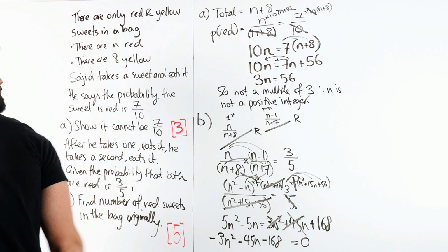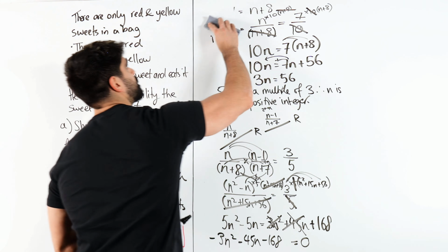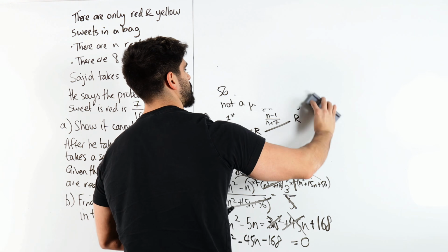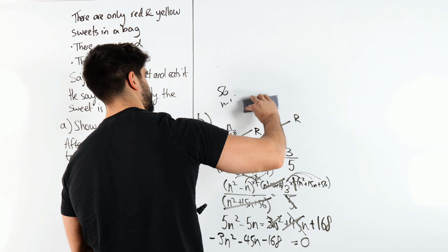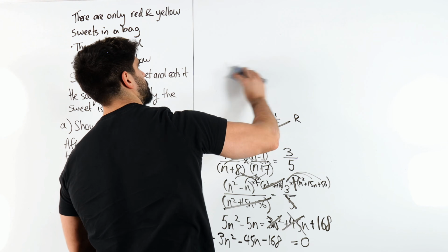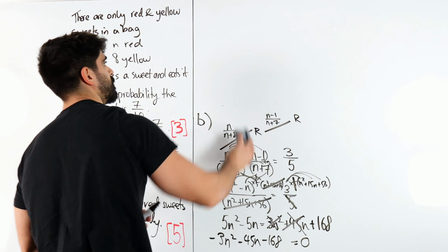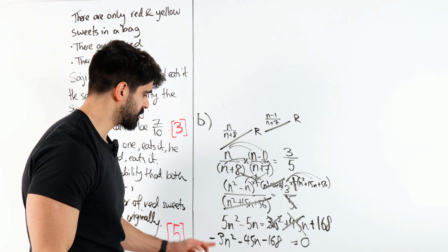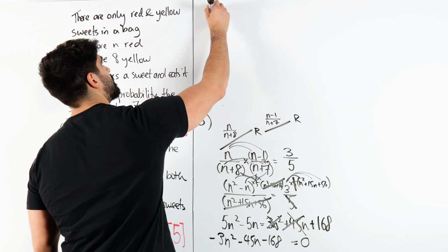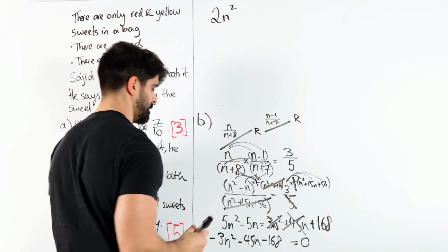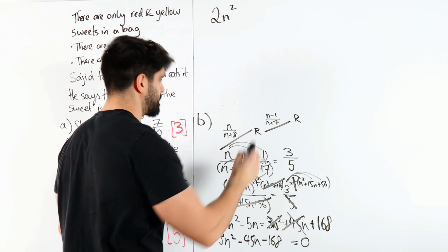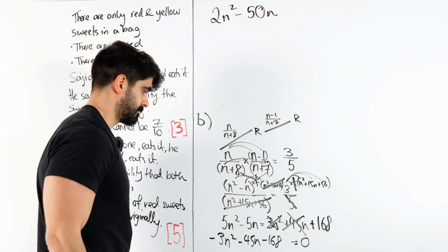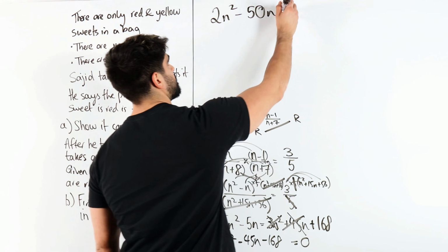So let's just delete what's going on up here. Carry on our working. We're obviously going to have to solve this quadratic. And let's do that. Hopefully it's not too bad. Something like this could definitely come up in a non-calculator paper. 5n squared minus 3n squared is 2n squared. Minus 5 minus 45 is minus 50. And we just have that minus 168.